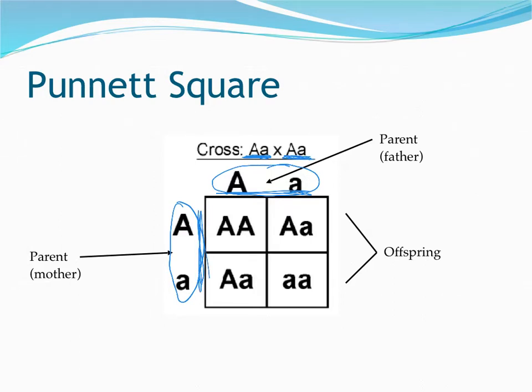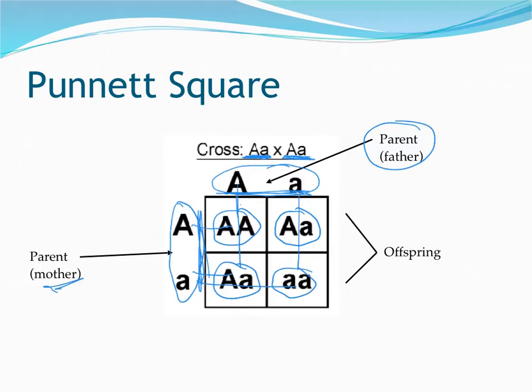So in this case, this is saying that this is the father. Dad can give a dominant uppercase A or a recessive lowercase a in its gametes. Mom can do the same thing, either a dominant A or a lowercase a. When we put these together, column times row, we get homozygous dominant. This one would be dominant and recessive, so we get a heterozygote here. Column times row, we get another heterozygote, and this one, column times row, we get homozygous recessive.